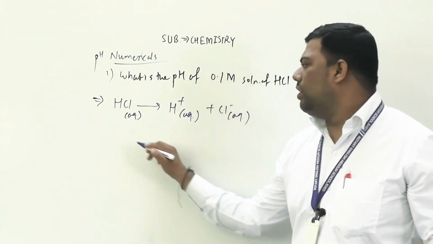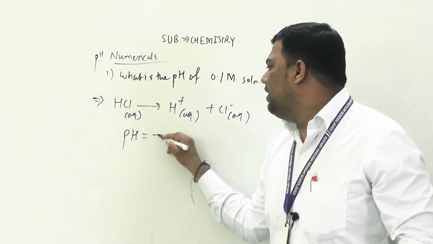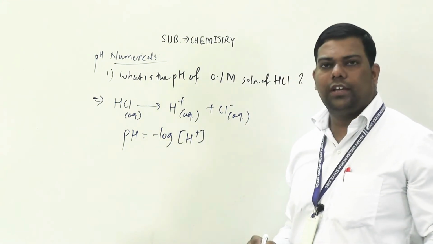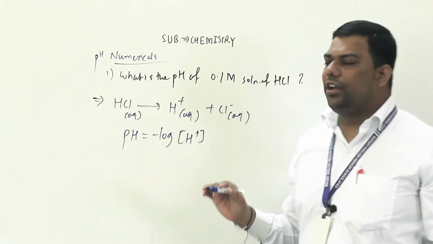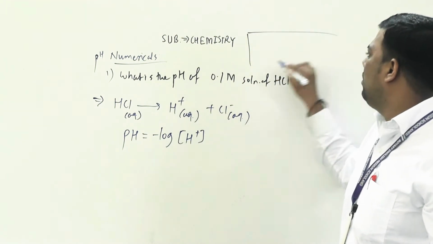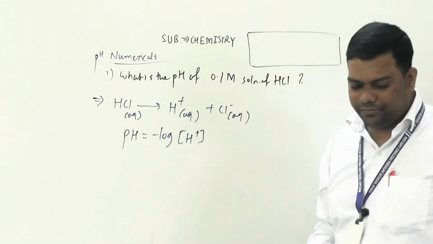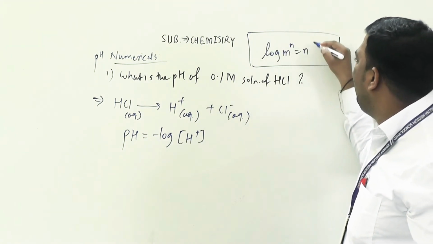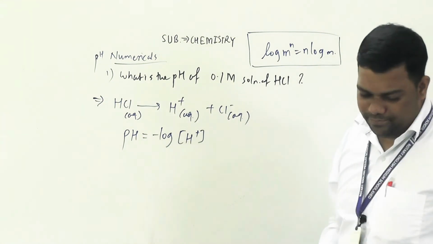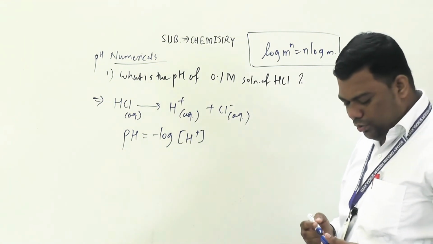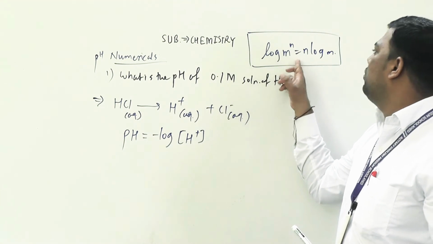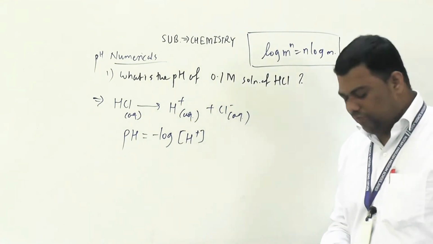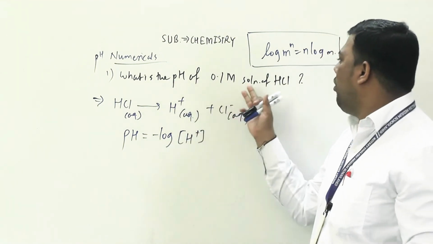As we know, pH is the negative logarithm of the concentration of H plus ions. One more important thing to note in terms of log: log m raised to n is equal to n log m. You must know this logarithm formula. On the basis of this, we have to find the pH of 0.1 molar solution of HCl.